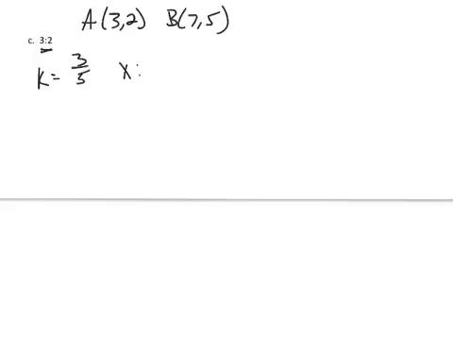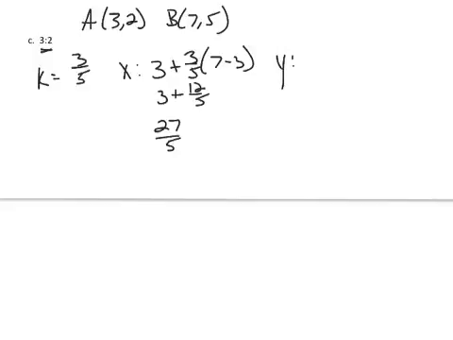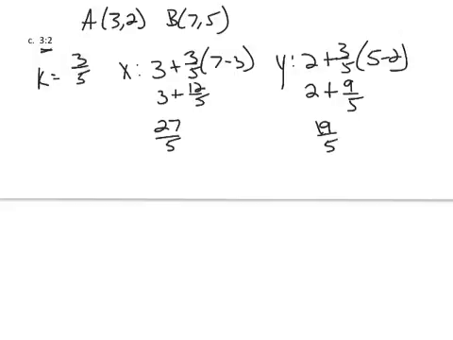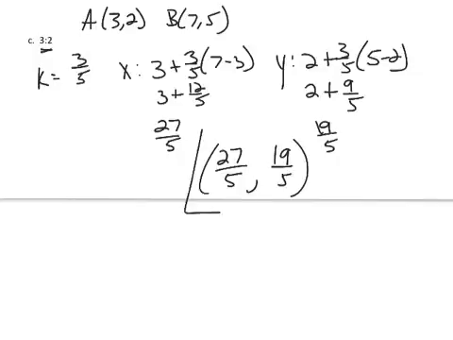So let's try another one. Remember, point A is (3, 2) and B is (7, 5). Here, if my ratio is 3 to 2, my scale factor is going to be 3 over 5. My x value is 3 plus 3/5 times 7 minus 3, and I end up with 3 plus 12 over 5, which means I am at 27 over 5. My y value is 2 plus 3/5 times 5 minus 2, which is 2 plus 9 over 5, and that ends up being 19 over 5. So you can get all sorts of fractional answers. It doesn't matter: 27 over 5, 19 over 5. If the decimal terminates, you can rewrite it with a decimal. But there's the location that would divide AB into a ratio of 3 to 2, which means you're scaling AB by 3/5.